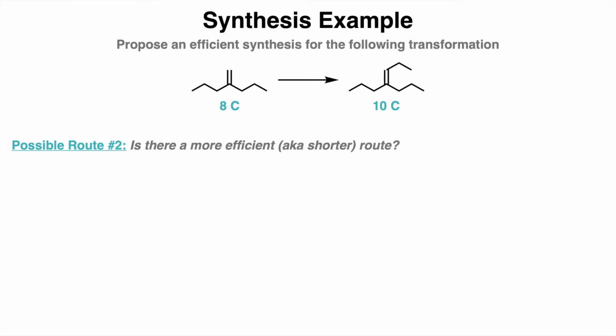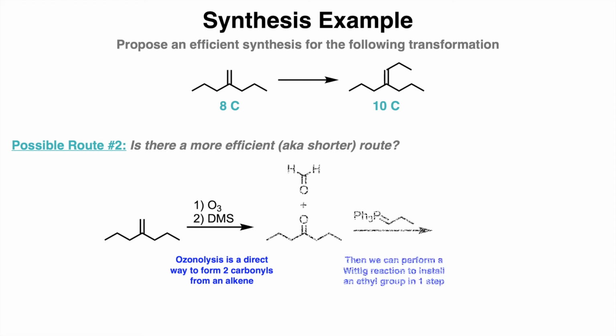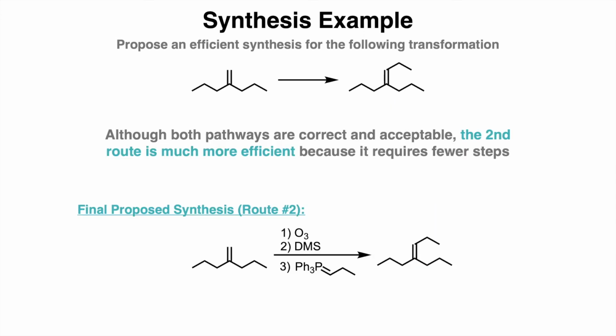But now let's think about a possible second route. Is there a more efficient, aka shorter route that can get us to our product? Well, we could do ozonolysis to cleave the alkene, which is a direct way to form 2 carbonyls. Then we can perform a Wittig reaction with just one of the carbonyl groups to install an ethyl group, which occurs in one step. So although both pathways are correct and acceptable, the second route is much more efficient because it requires only 2 steps. So the final proposed synthesis starts with ozonolysis, followed by a Wittig reaction to afford the final product.